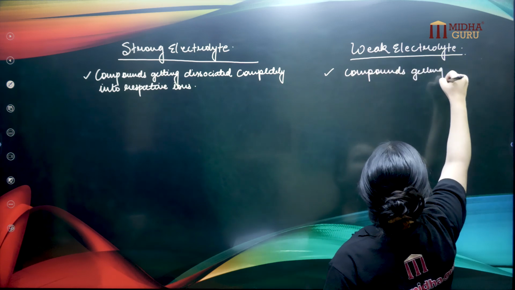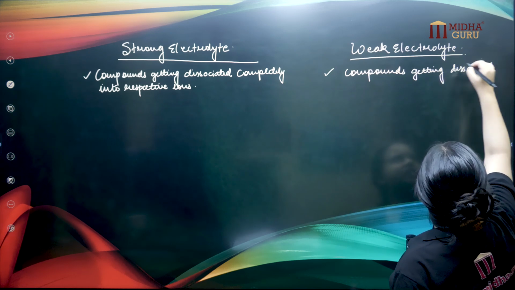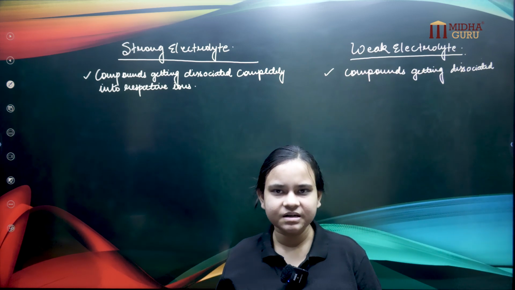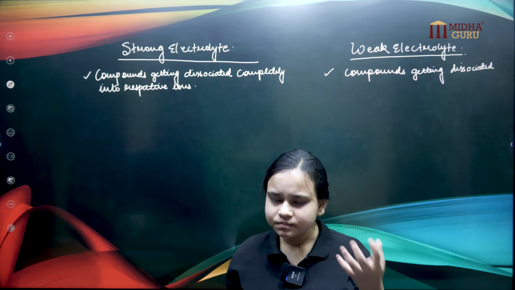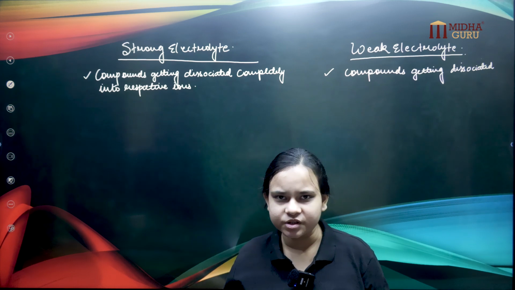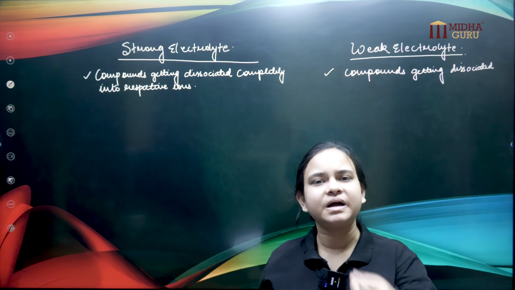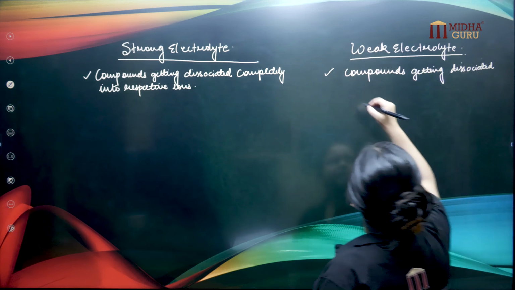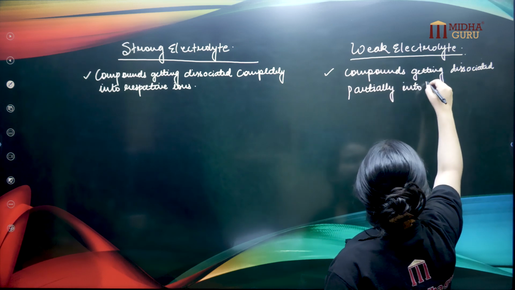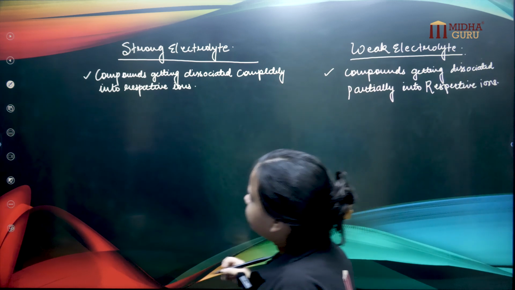getting dissociated partially, not fully. Like we have already seen, if we take 10 gram of acetic acid, it is not getting dissociated into 10 grams of H plus ion and acetate ion. Maybe 5 grams gets dissociated, or only 2 grams. So we can see that there is a partial dissociation, so getting dissociated partially into respective ions. Okay, then this is the major difference.